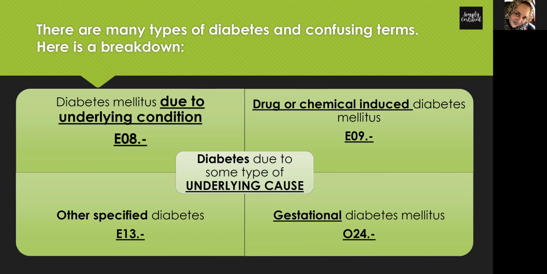If a drug or chemical induced the diabetes, it'll code to category E09. Now, I know that sounds a little bit similar, but the difference is it's a little bit different as far as the specificity, right? Other specified diabetes, it's usually always a secondary type. It's going to code to category E13. Notice again that each one of these codes on the screen has a period and a dash behind it. That means it is not a complete code. Please never use these 4 codes like they are.